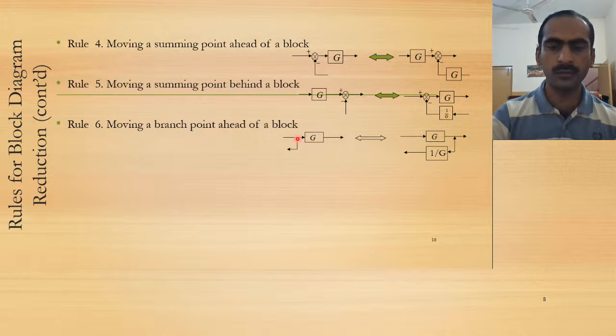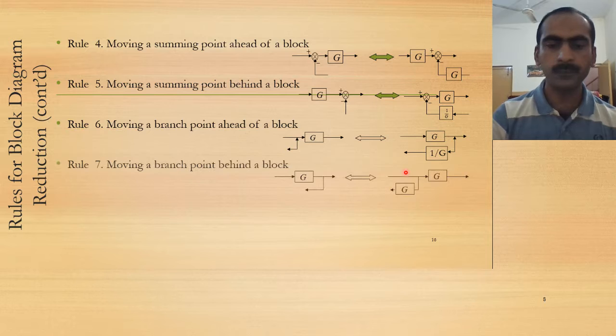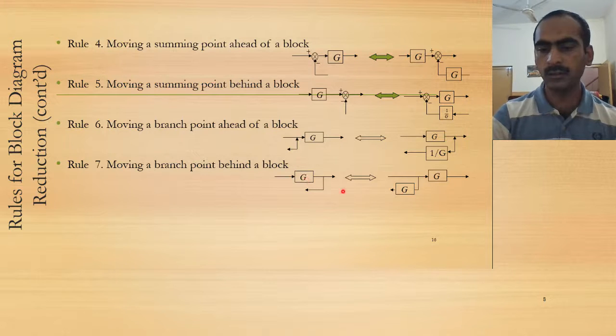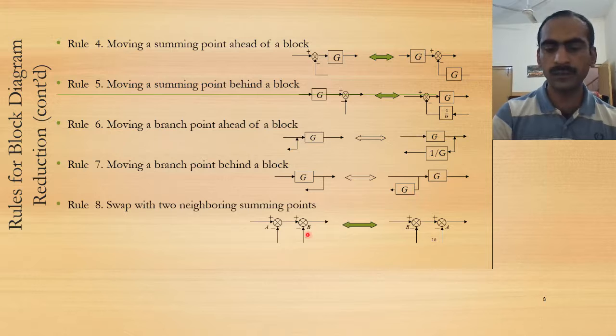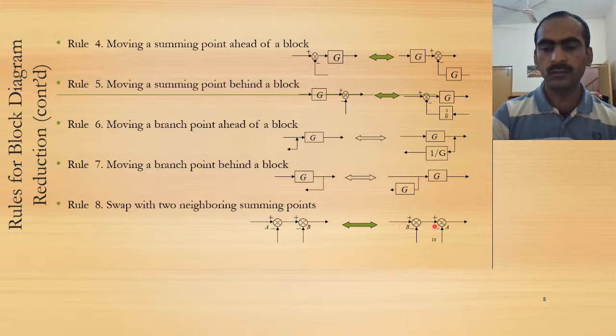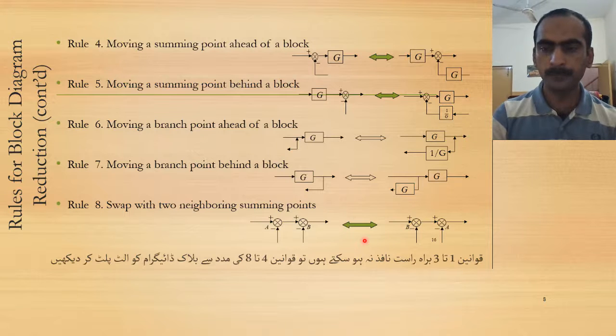Sorry, it's not an arrow. It's a branch point. This arrow is wrong. It shouldn't be here. And similarly, this arrow is wrong. It shouldn't be here. It's a block. I'm sorry. Then moving a branch point behind a block. If I'm moving behind, it should be multiplied with the G. If there are two neighboring summing points, they can be merged without affecting the overall block diagram.